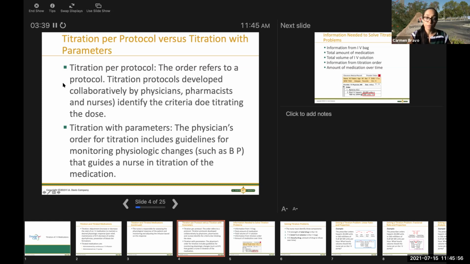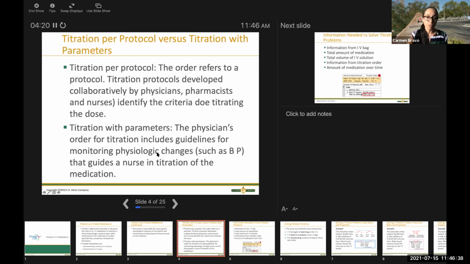There are different types of titration protocols that we follow. One of them is titration per protocol, which is based on a protocol that has been developed at the hospital maybe, or nationwide. Sometimes we adopt those types of protocols as well. These are protocols made, like I said, by pharmacists, doctors, and nurses, and we already have them built. Like in the emergency room, we have all kinds of protocols. Even for COVID we have one now that we have to follow all of those orders. So that's one type of protocol.